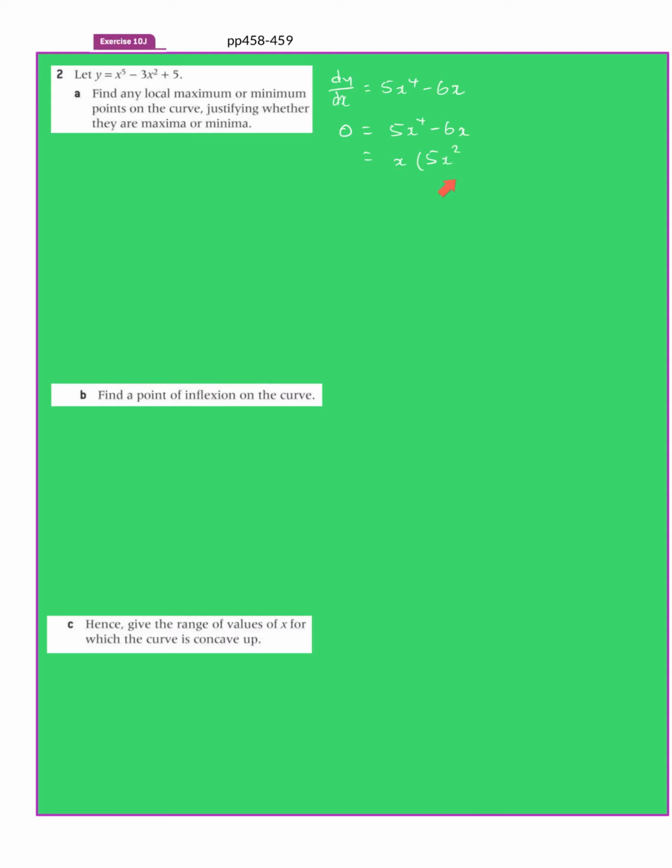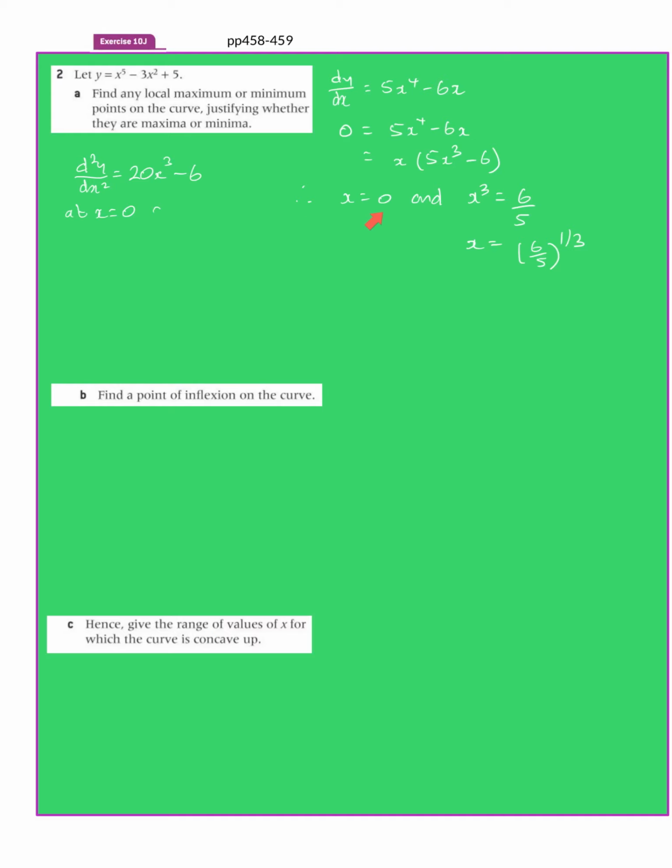We solve for x using the null factor law. For this to equal 0, x must equal 0. And also this part here must equal 0. So x cubed equals 6 on 5, which is x is the cube root of 6 on 5. Once we know those 2 points, we have to put them into the second derivative to find out whether they're maximum or minima. So we do the second derivative of this function, that's 20x cubed minus 6.